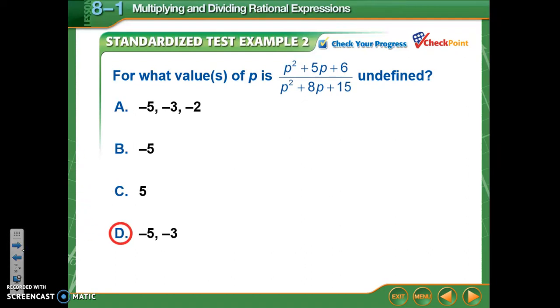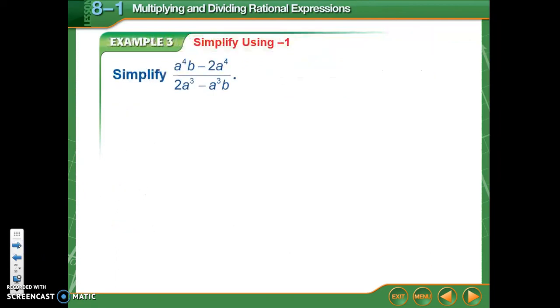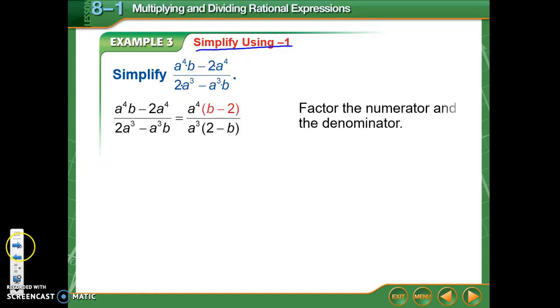All right, the answer here is D, negative 5 and negative 3. Okay, notice the topic here is to simplify using negative 1. So again, here I have some multiplication, right, but it's only inside of my different terms. My big operation here is basically subtraction. So I need to make sure that I completely factor before I do anything else. Factor first, always, always factor first.